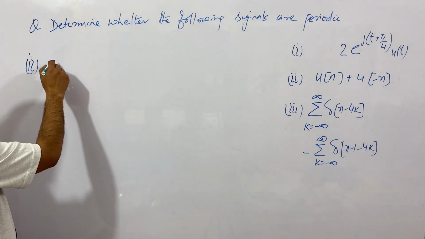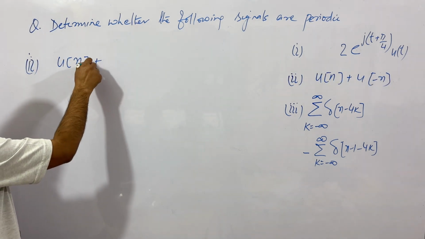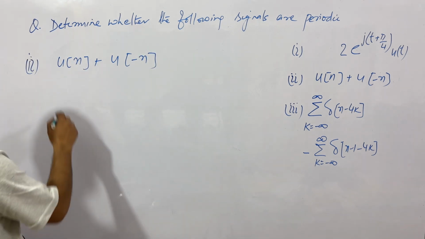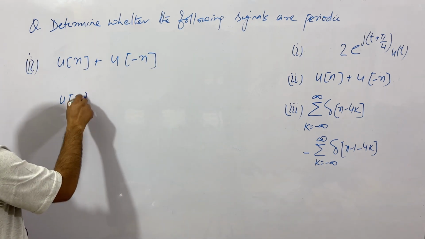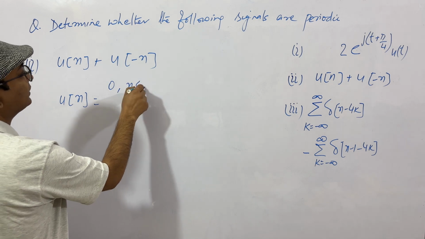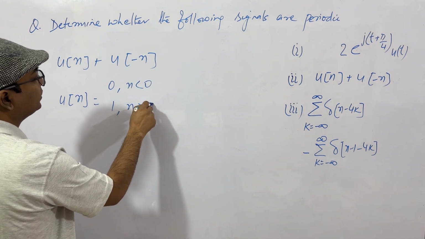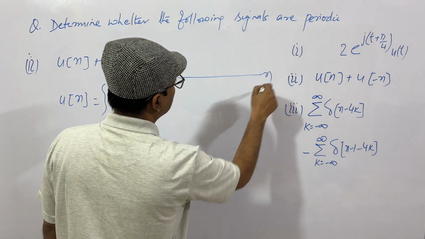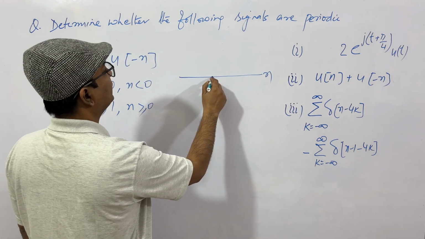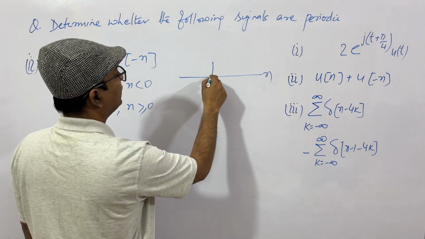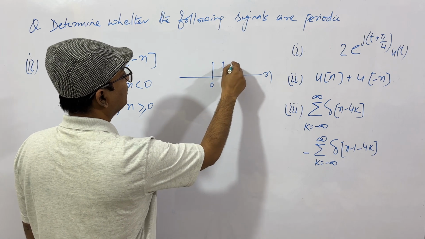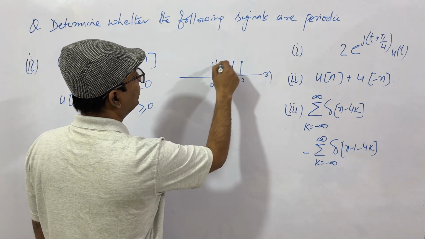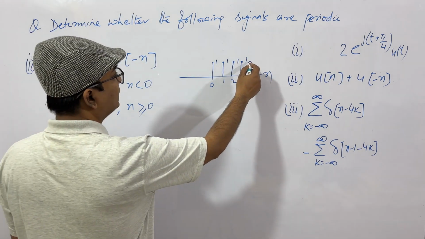So let's see the second one: u[n] plus u[-n]. What is this? This is the unit step function. You know that u[n] is equal to 0 for n less than 0 and 1 for n greater than or equal to 0. If you see on this line, if this is 0, you'll have these values: 1, 2, 3 and so on, 1, 1, 1, 1. So this will be like this.